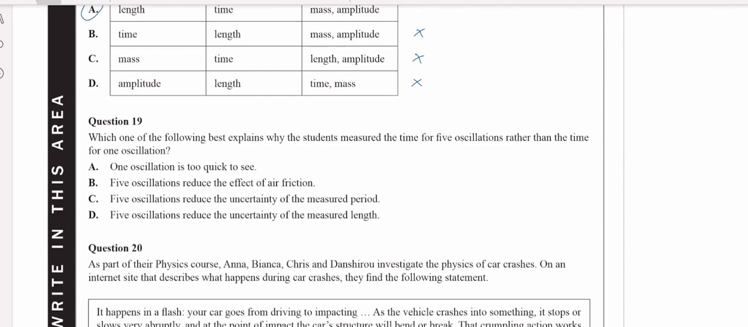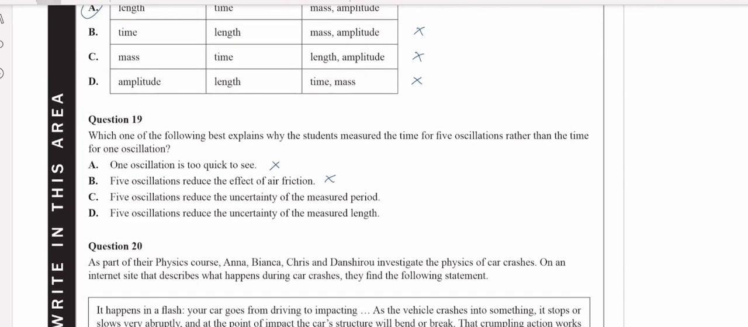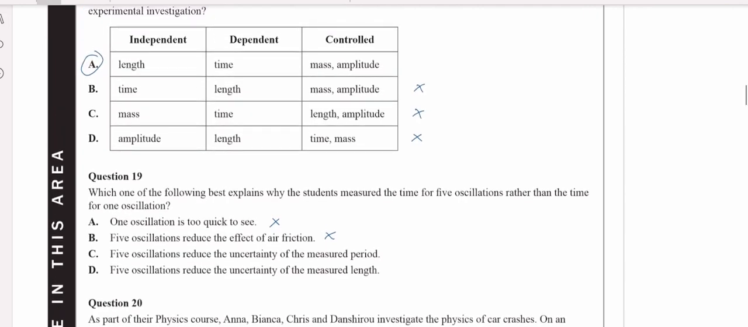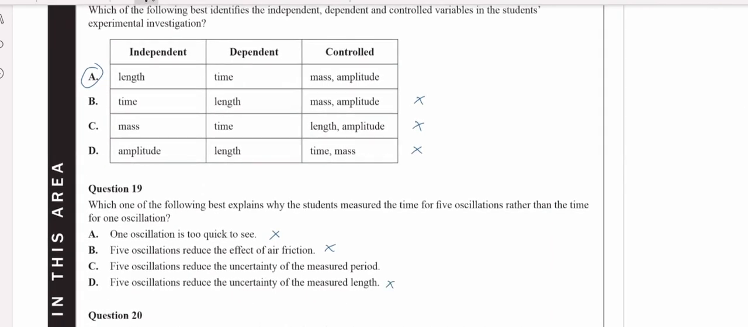Which one of the following best explains why students measure the time for 5 oscillations rather than the time for 1 oscillation? It's not that 1 oscillation is too great to see; that's not the best answer. 5 oscillations reduce the uncertainty of the measured period. Or 5 oscillations reduce the uncertainty of the measured length? We're not measuring the length. It's already changing. It's not this. What is C? It is.